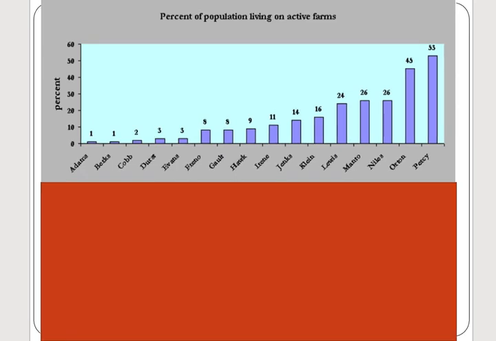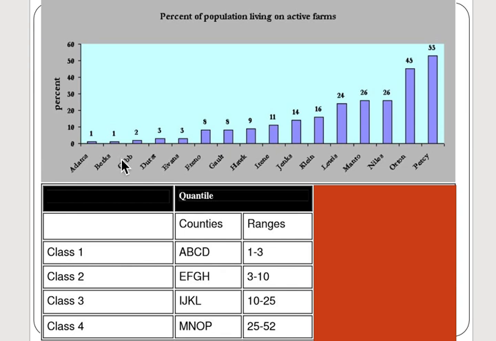In this example that we see here, this is the percent of population living on active farms, with the county names on the x-axis and then the percentage. If we're looking at counties, we see the number of counties in each class, and these are the abbreviations of the counties, it's the same. We can see there are 4 counties in each class, 1, 2, 3, 4, and so on.